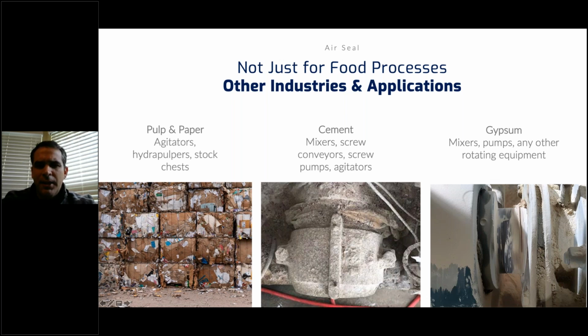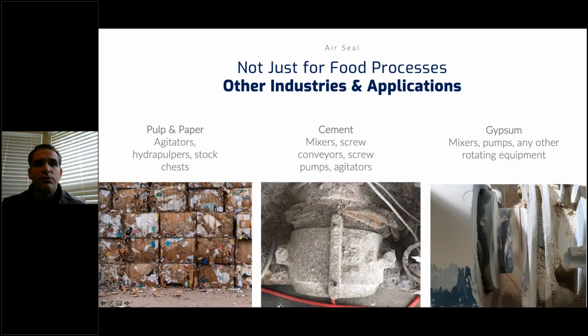Something that's also big in paper that has parallels to the food industry is that many of the vessels are moving a slurry of paper. They call it pulp, and that pulp is very similar in concept to just any type of slurry food. So if you had, for example, a blender blending oatmeal, it would be a very similar application to paper, and we use that seal across these industries.